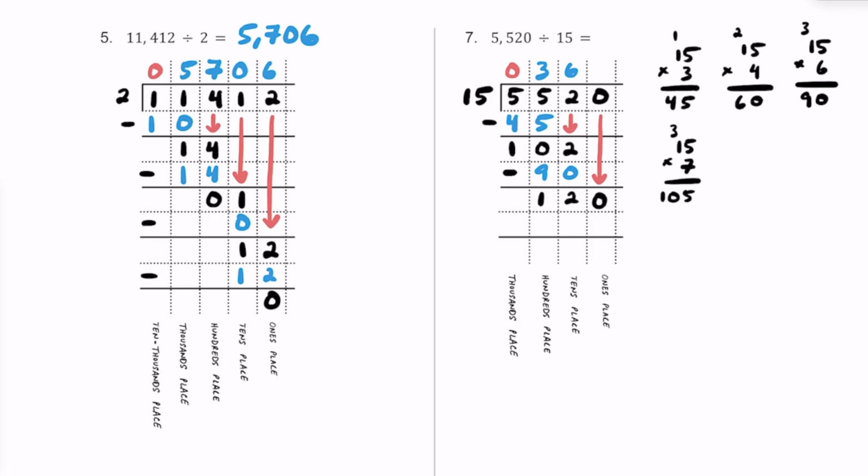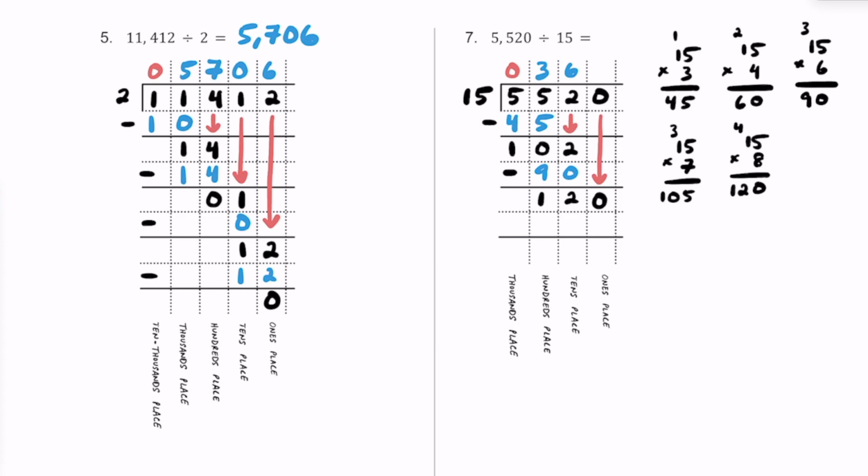So how many times does 15 here fit into 120? Well, we know 15 times 7 is already 105. So let's try maybe 15 times 8. So 5 times 8 is going to be 40, carry the 4. 8 times 1 is going to be 8, plus the 4 is going to be 12. So 120 is exactly what we're looking for.